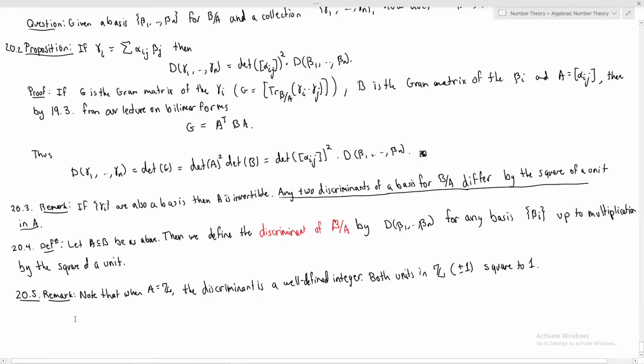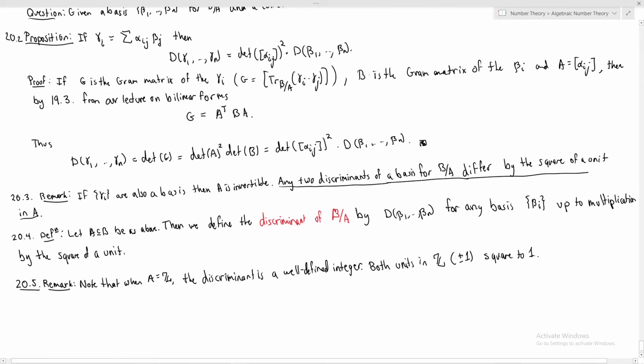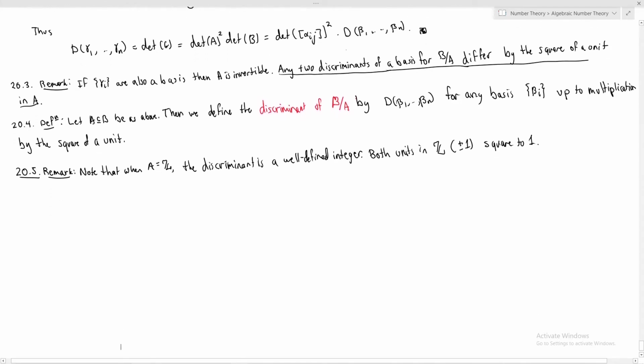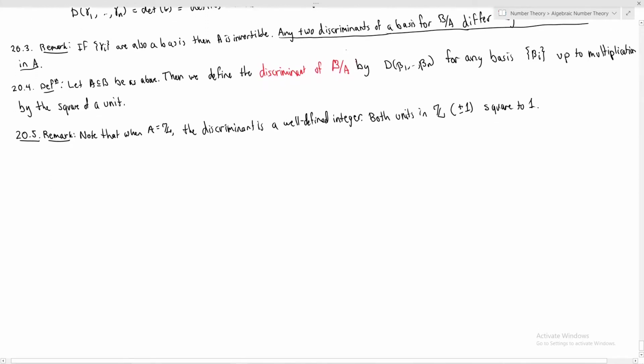Okay. So what do we want to end with? It turns out that discriminants are a useful tool for checking if your collection of elements actually form a basis. Okay, so the following proposition.